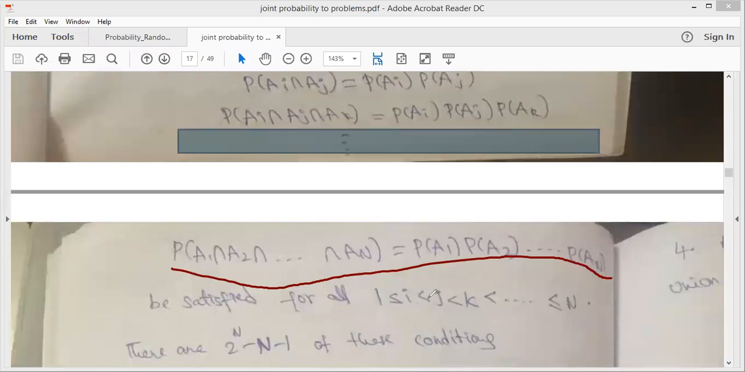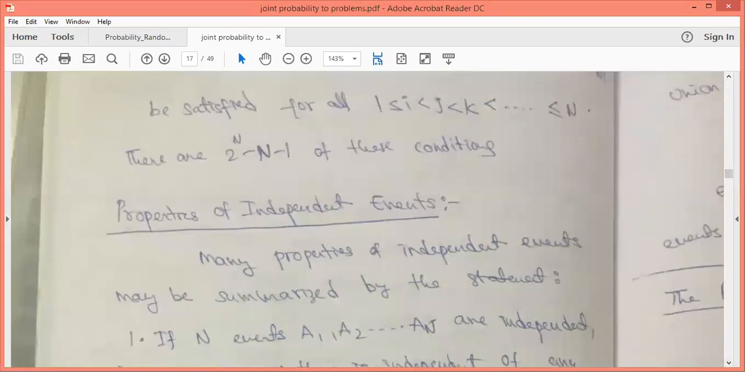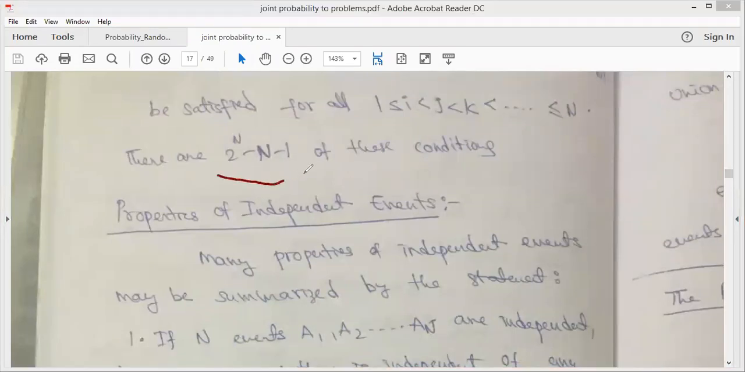So this equation should be satisfied for all the values of I, J, K, where the values are varying from 1 to n. And here we have n events. If you have n events, the number of conditions the events should satisfy to check the independence is 2 power n minus n minus 1. Only if these many conditions are satisfied do we say that those events are statistically independent.